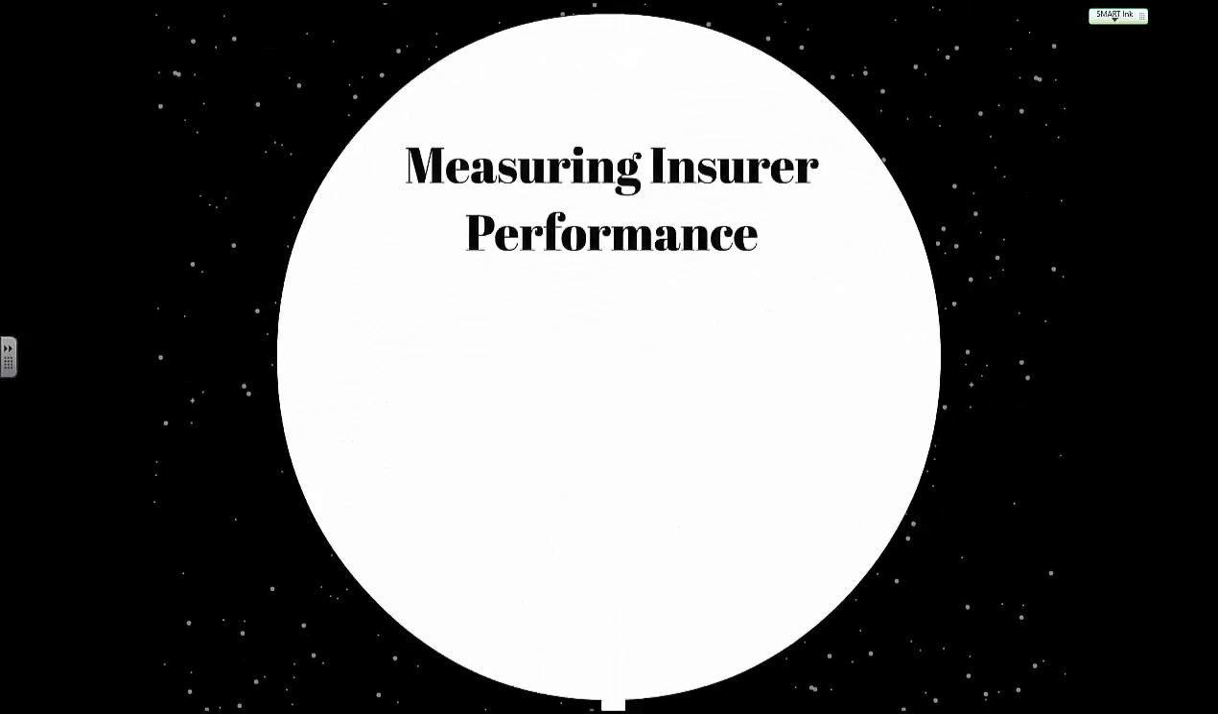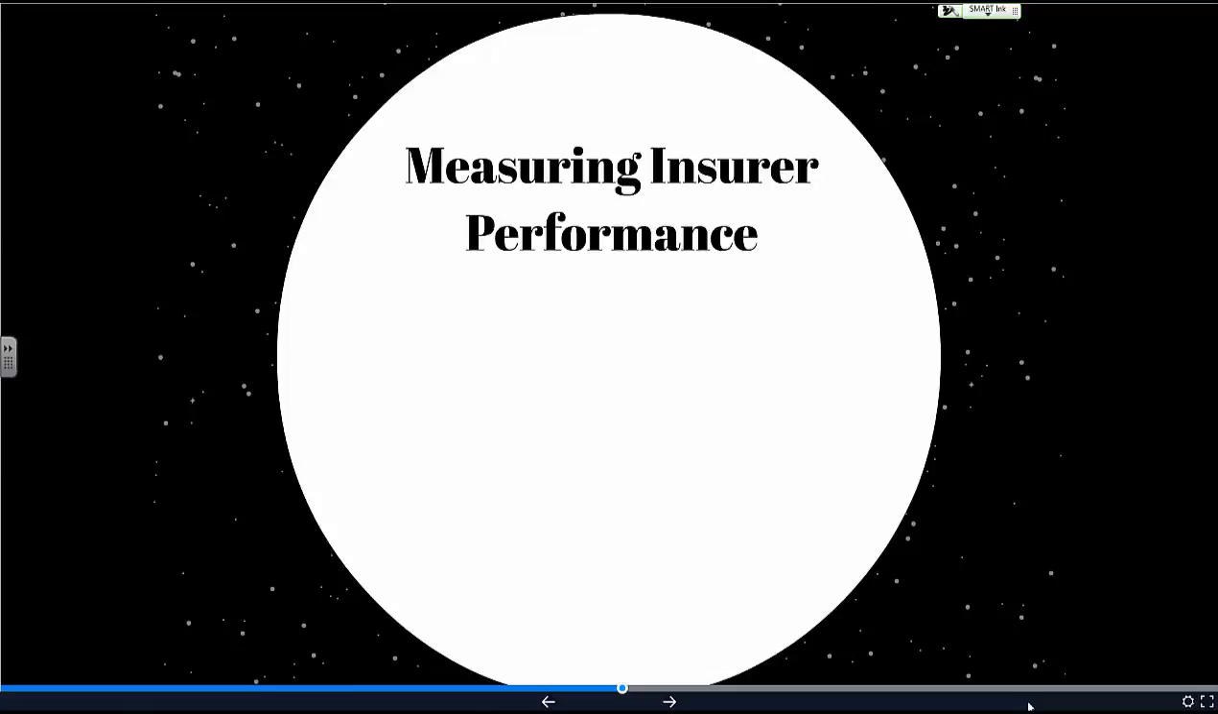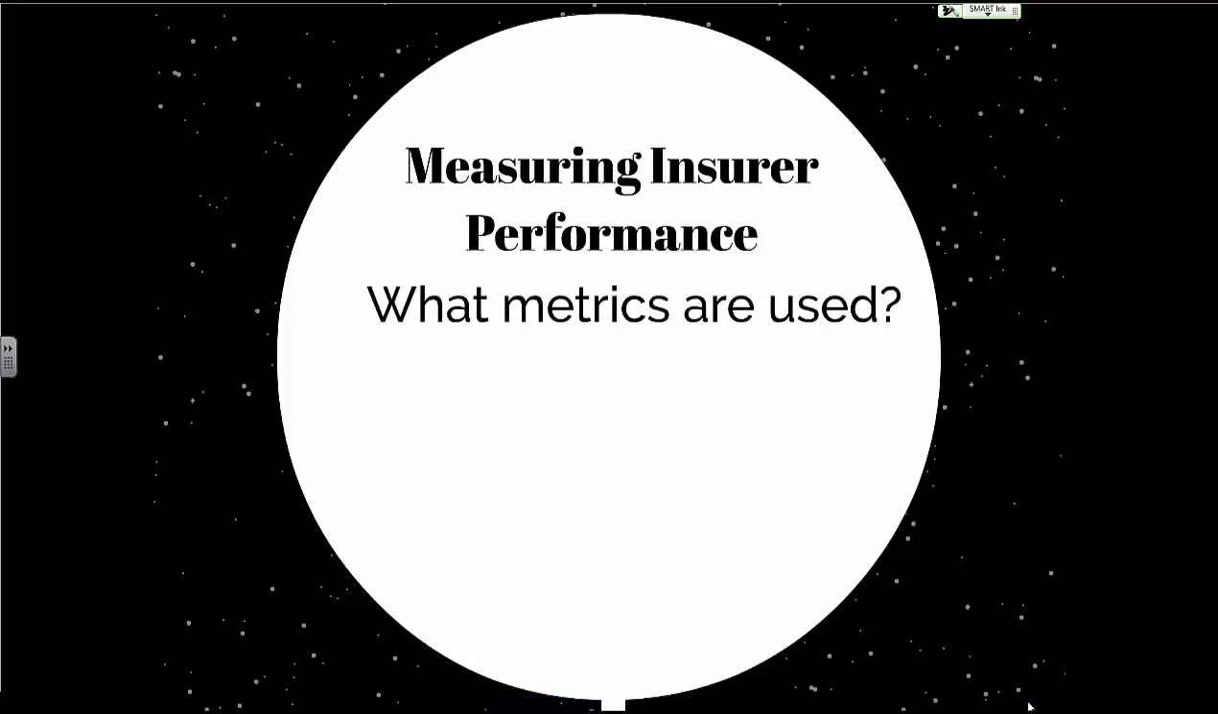Now let's look at measuring insurer performance. This relates directly to insurer goals because this is a way of determining whether or not insurers are actually meeting their goals. So, what metrics are used to measure insurer performance? Primarily these. First, premiums. In other words, what is the total amount of premiums written by an insurance company? Premiums written is based on the amount of money collected for policies sold. So essentially, this is a measure of the insurance company's sales.